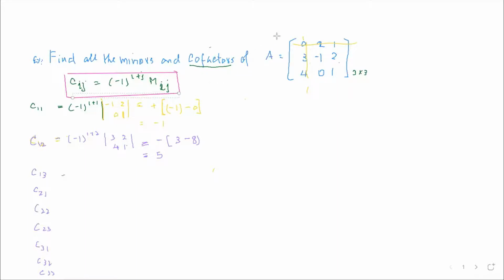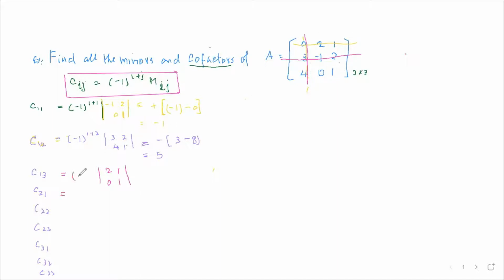Maybe we try one more before we go to the next one. Let's see which one we should try. Maybe this one, C21, the second row. Second row, first column. So you can try crossing it out. Second row, first column, so we left 2, 1, 0, 1.